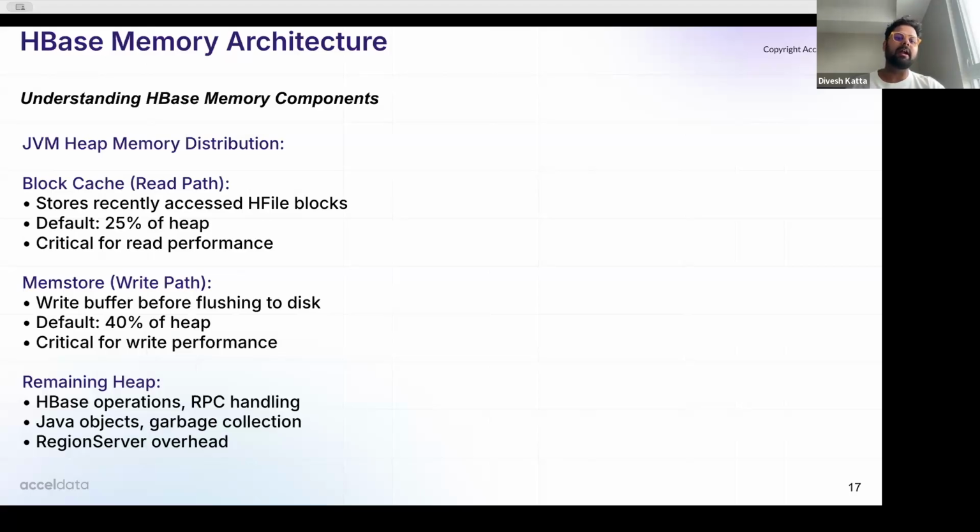The remaining heap handles all the logistics: moving data around, processing requests, managing connections. This is where the Java objects live and where the garbage collection happens. The default 25% block cache and 40% memstore work for many cases. Understanding these components lets you optimize for your specific workload. A read heavy system might benefit from a larger block cache, and a write heavy system might need more memstore space.